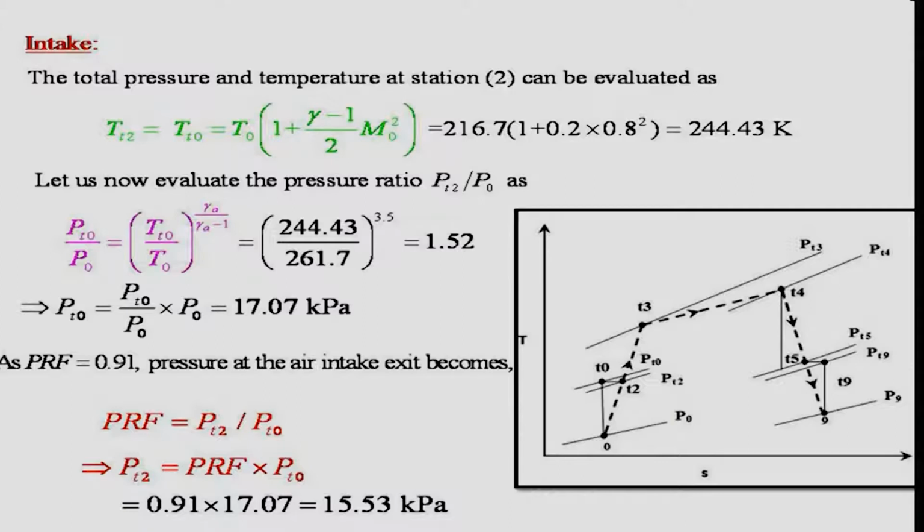Getting this, PT2 is equal to PT2 divided by P naught into P naught, you will get these values, right, but keep in mind that this is basically PT naught. This is basically PT naught, right, this will not be right. So, PRF will be 0.9, right. PRF is nothing but your PT2 by PT naught, right. So, this PT2 is nothing but PRF into PT naught, right. That will give me 15.53. Is that clear?